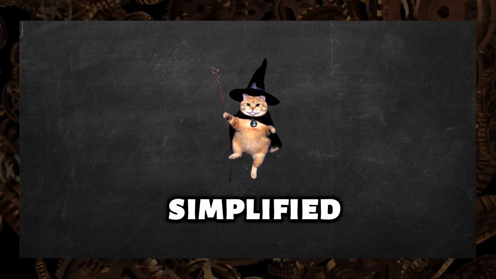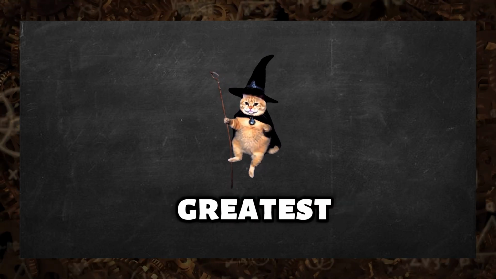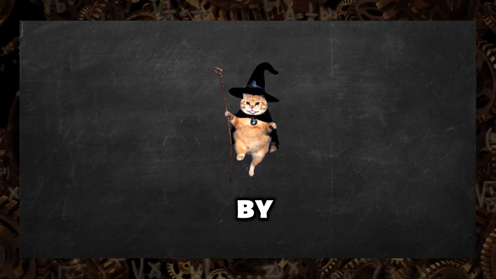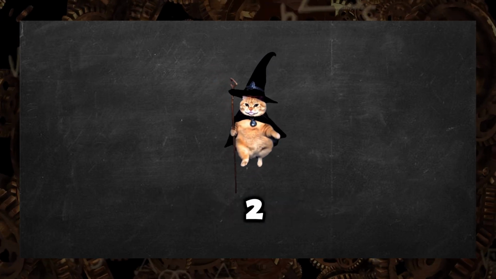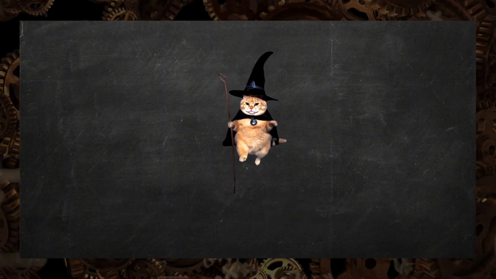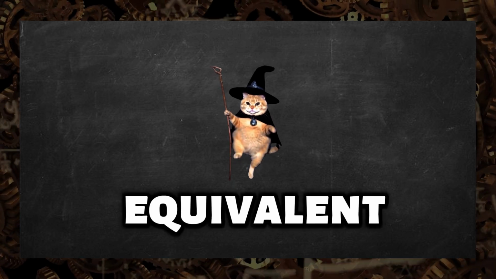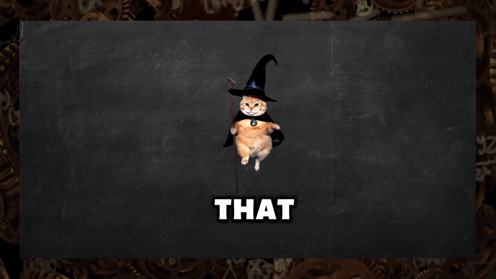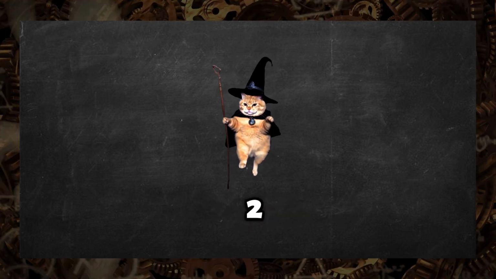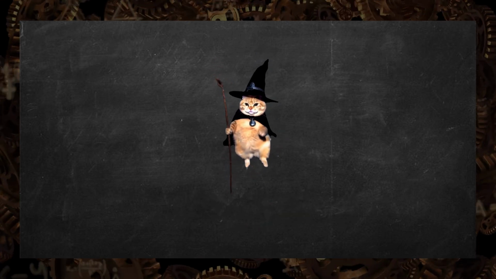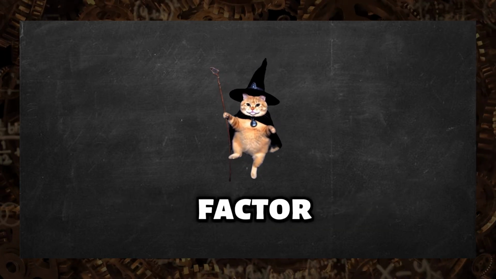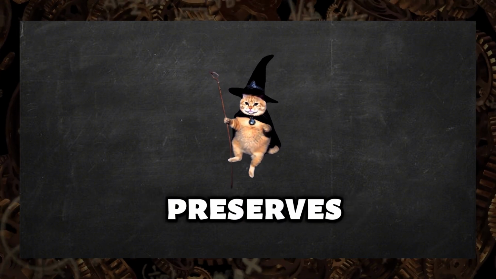Ratios can be simplified by dividing each term by their greatest common divisor. For instance, reducing 4 to 6 by dividing both by 2 to yield 2 to 3, ensuring the relationship remains equivalent yet in its most basic form. Equivalent ratios are those that represent the same proportion, such as 1 to 2 being equal to 2 to 4 or 3 to 6, verified by cross-multiplying or scaling by the same factor, a process that preserves the balance between the terms.